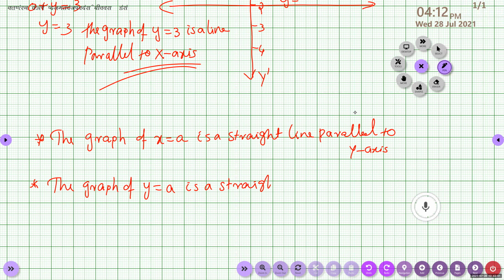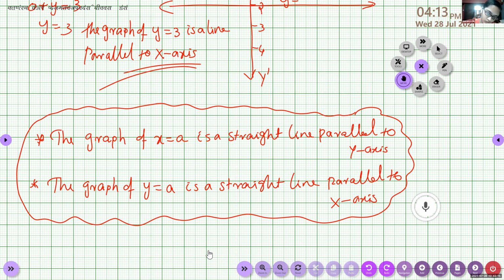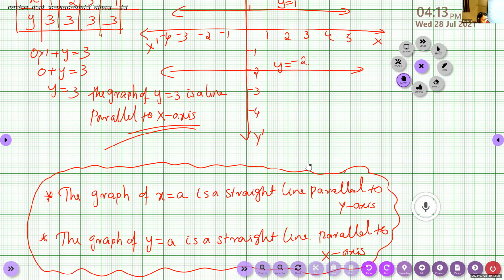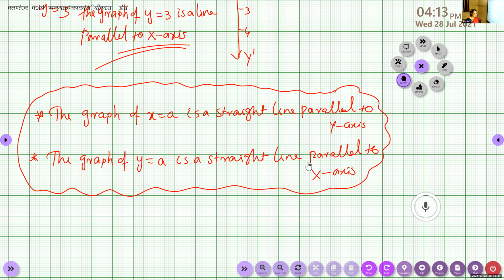Can you show the last graph? One of you wrote this? Yes, ma'am.